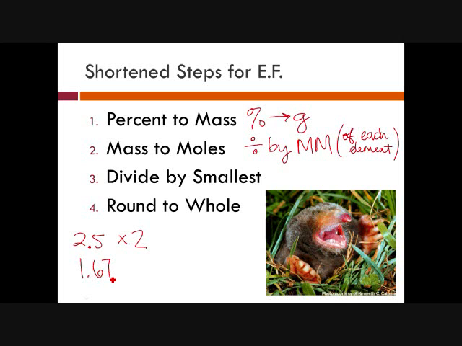0.67 would be what fraction? 2/3. So we would multiply by 3 to get a whole number. Okay? So you're going to see that more here because that is harder than Chem 1.